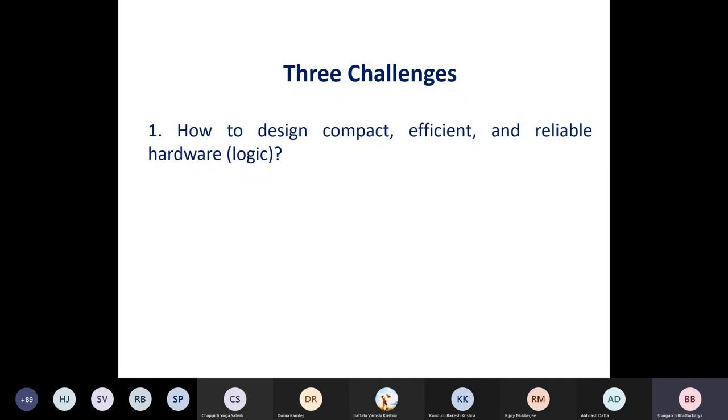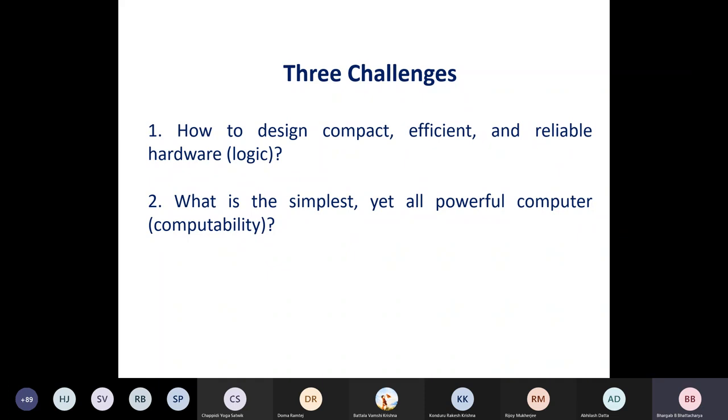So when you design efficient hardware logic, you have to address this kind of issues. So this is the first challenge you have to solve. The second challenge is a fundamental question. So your purpose is to design a processor, right?